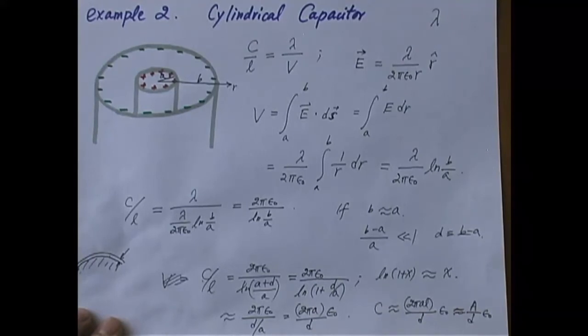So we have studied a parallel plate capacitor which has planar symmetry, and then we have a cylindrical capacitor which exhibits, of course, cylindrical symmetry. So what's the only thing left to do? What's the third type of symmetry?